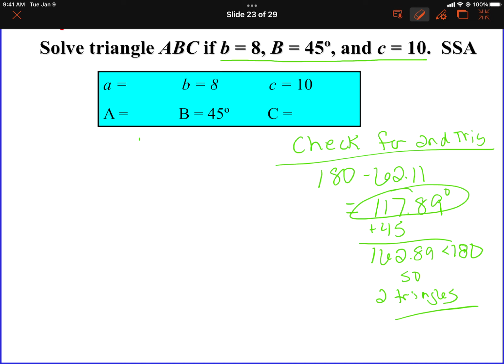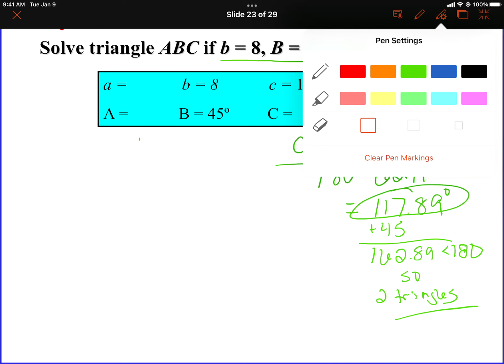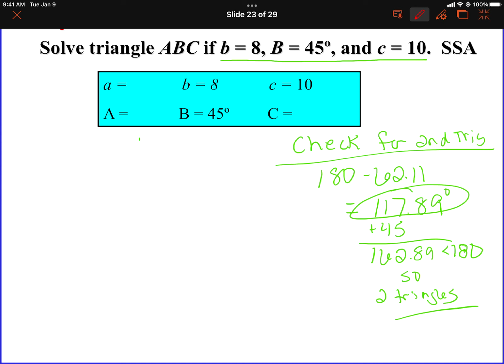So I'm going to work first here with this being what we found, 62.11. So we're going to find everything. We know that's one of our angles. I'm going to keep this second triangle for over here for just a minute. So now with knowing these 2 angles, I can find angle A. So if we take our 180 and subtract 45 and 62.11 to get angle A is 72.89.